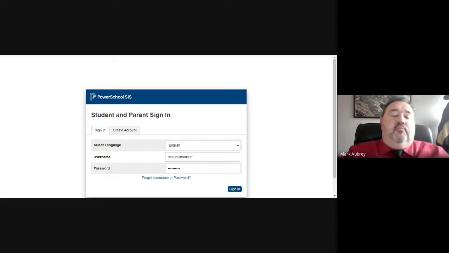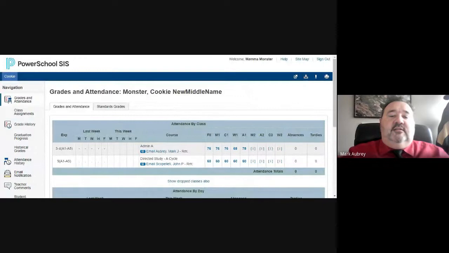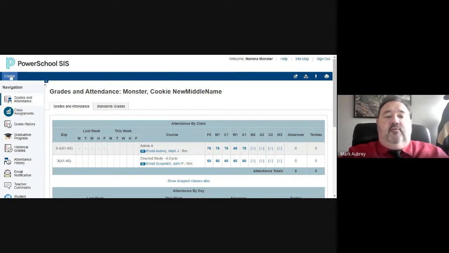Now, if you don't remember your password or are having trouble getting in, please contact our IT department. They will be happy to reset passwords and help you get into the program and make sure that you can see what you need to see. When we open up, we see over here that we have Cookie up in the left-hand corner. If you had more than one student, Mama Monster maybe had Frankenstein and Cookie Monster, Frankenstein would also be listed here too, and you could just toggle back and forth.